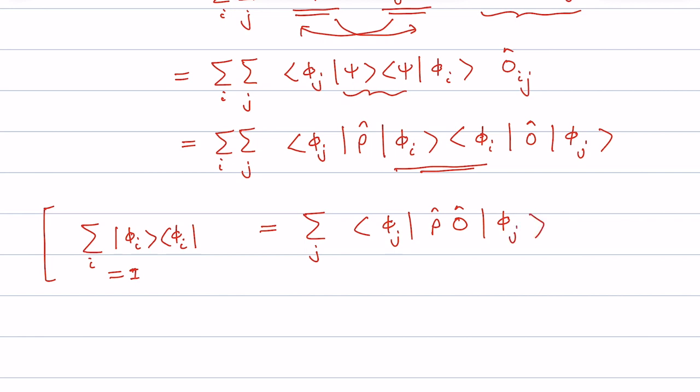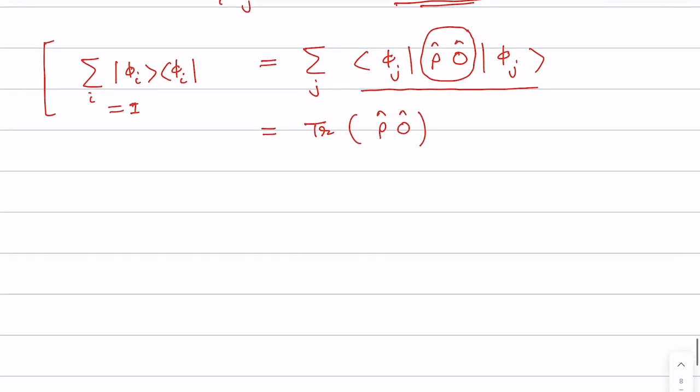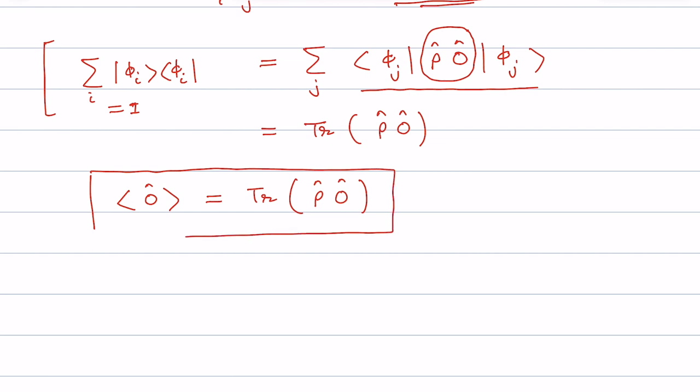What you see is that this is nothing but the sum of all the diagonal elements of the product of these two matrices, two operators. So the sum of the diagonal elements in a matrix is called trace. Therefore I can write it as the trace of the product of the two operators, rho and O, the observable. So what boils down as the expectation value of the observable O is simply the trace of the product of the density operator and the observable operator. Basically it is the trace of the product of the matrix representation of the density operator and the matrix representation of the observable.